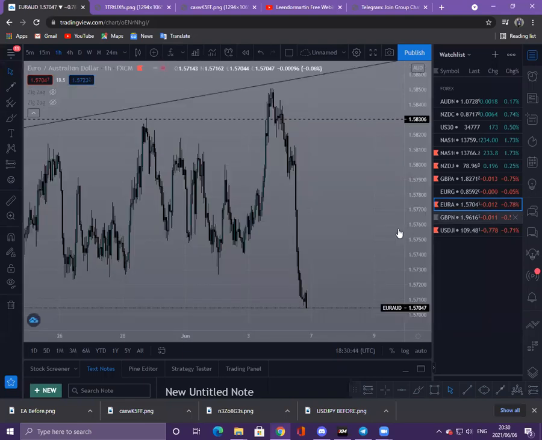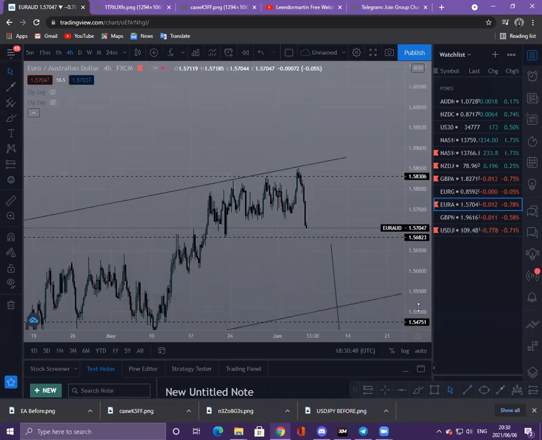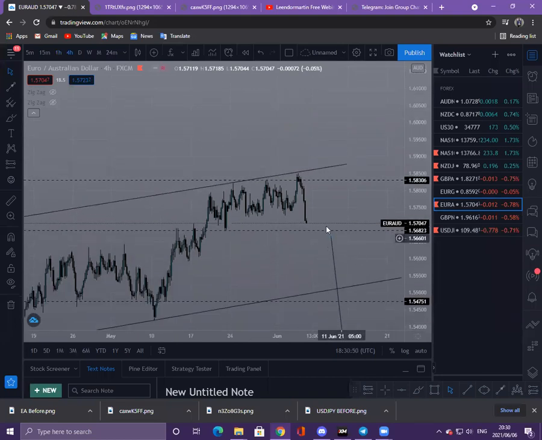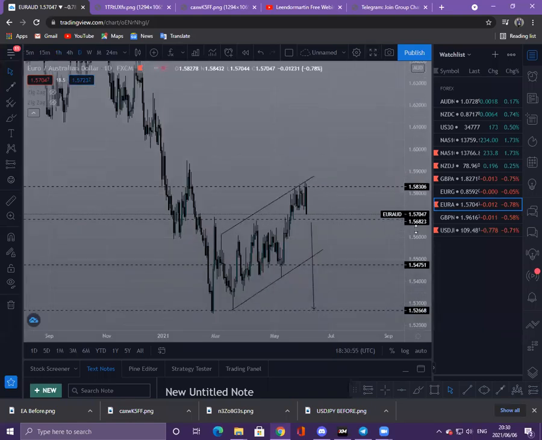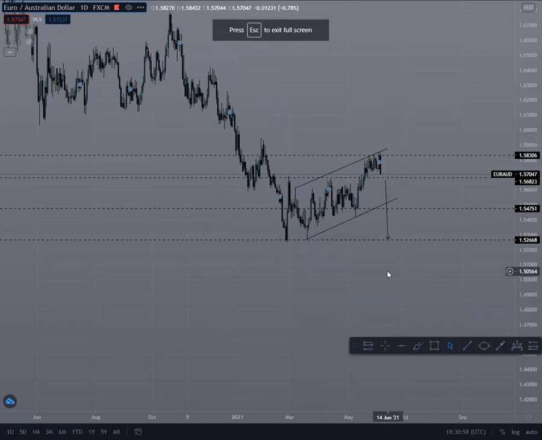Now going on to Euro AUD. Let me see if I have anything that is nice on Euro AUD. So I'm just going to explain Euro AUD because we've been on this trade from last week, but I'm just going to explain it to you guys so that you understand why I've been on the trade for the past week.